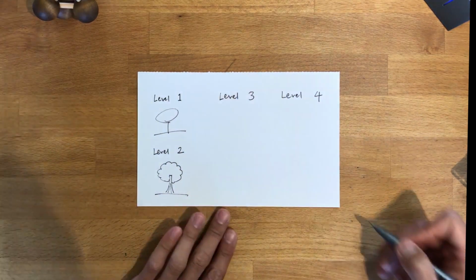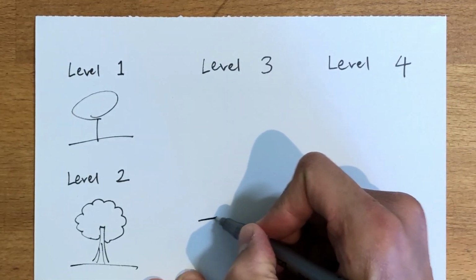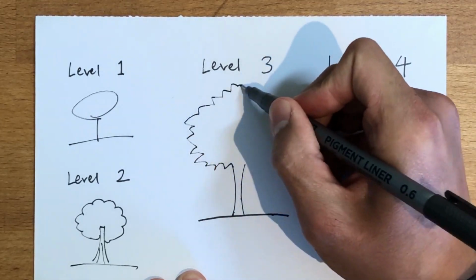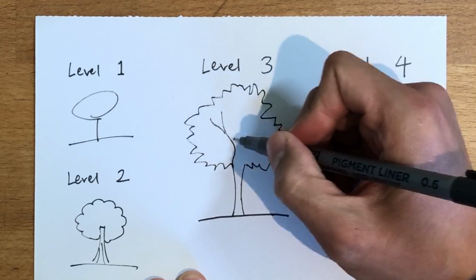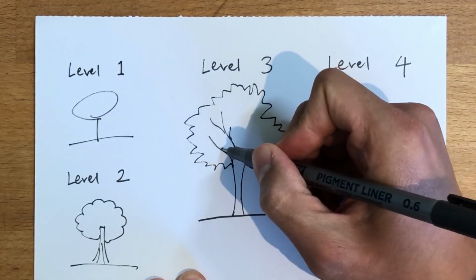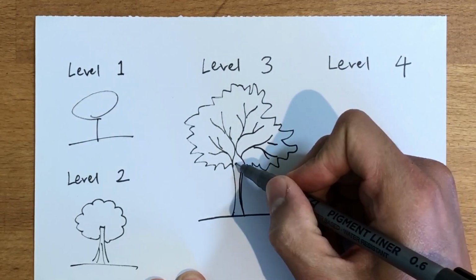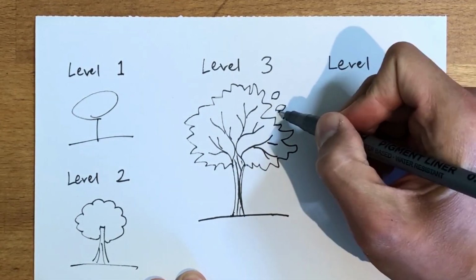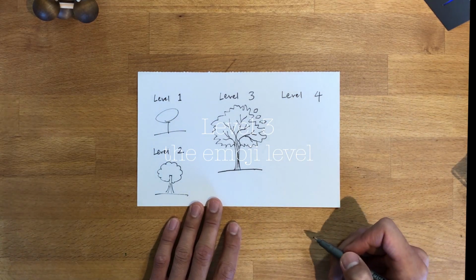A bit of improvement there. Moving on to level 3, it's going to be a bit more elegant. And I'm going to do some branches here and there, I think. I'm going to call this level the emoji level. I think it's kind of just good enough to be an emoji.